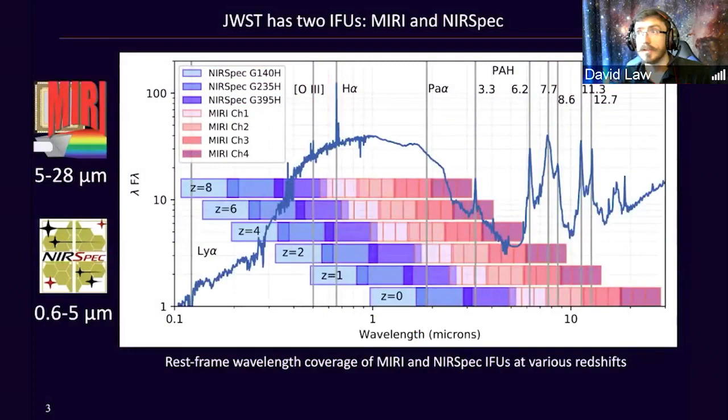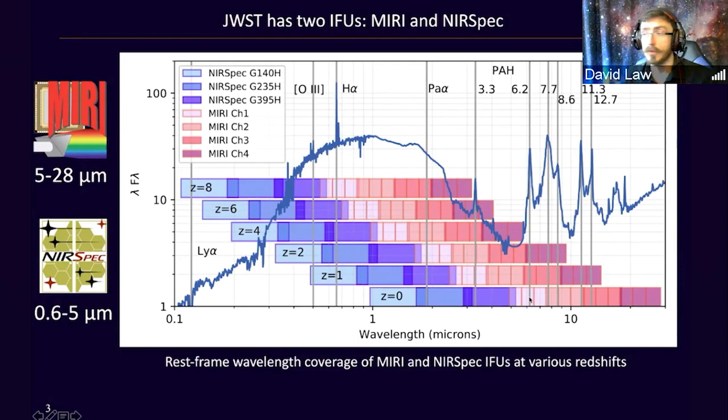JWST has two of these IFUs, the MIRI and NIRSpec IFUs, and they jointly cover the range from about half a micron all the way out to 28 microns or so. This is an illustrative plot showing the kinds of things you get from that wide wavelength coverage. In the back, I'm showing a typical spectrum of a galaxy, with ultraviolet lines, optical lines, infrared Paschen, and PAH-type lines. If you're looking with NIRSpec at something in the nearby universe, you'll pick up the near-IR Paschen lines, and with MIRI, you'll get this rich spectrum of PAH features out through the mid-infrared.